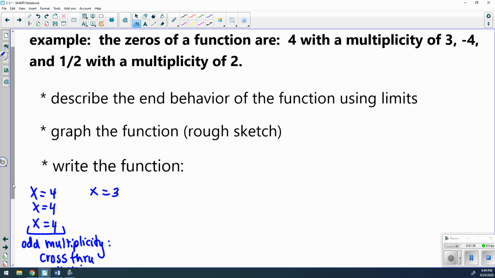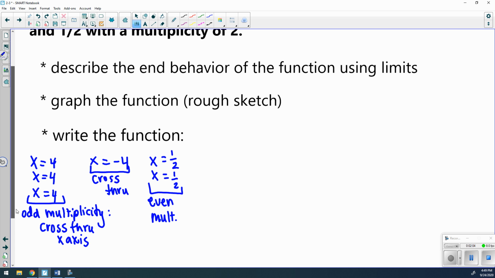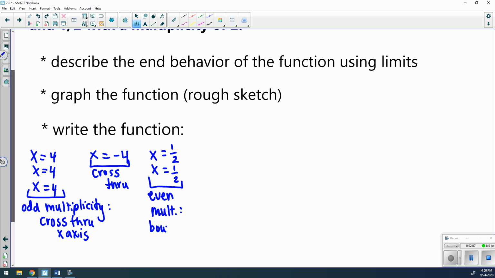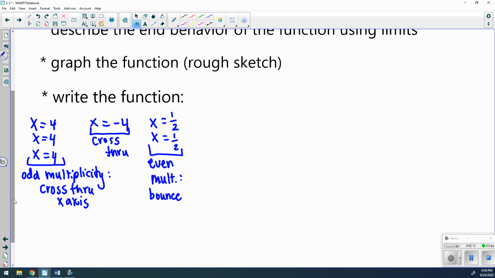Oh, and then x equals -4. No, I'm sorry, I'm reading this wrong. x equals -4. That's a multiplicity of 1, which is odd, which means it's going to cross through. We'll cross through here. And then x is equal to a half with a multiplicity of 2. And this is even multiplicity, which means that we're going to bounce at 1/2. All right, so we have 1, 2, 3, 4, 5, 6 zeros.